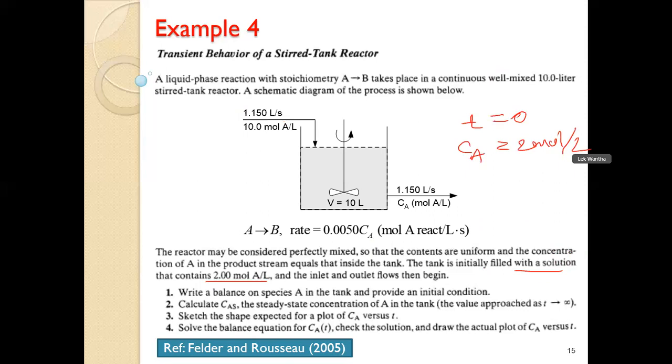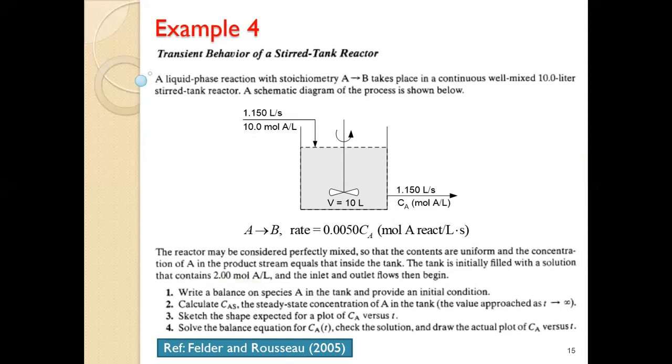Okay, now you know the flow rate in and the flow rate out. You know the concentration of A in is 10 moles A per liter. You don't know the outlet, but you know CA out equals CA. That means you can calculate the accumulation in terms of the outlet, but the outlet equals CA.